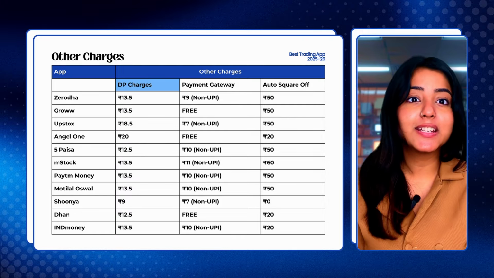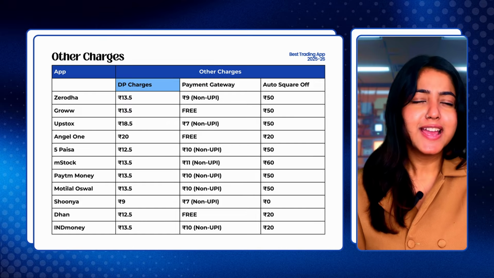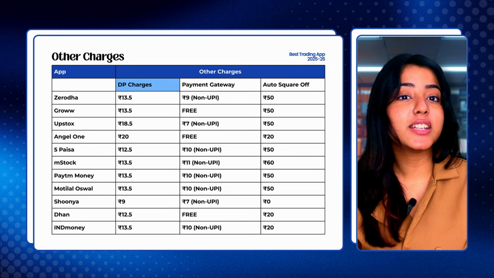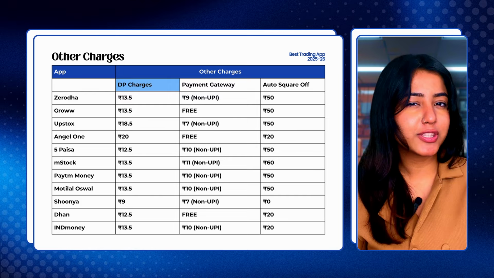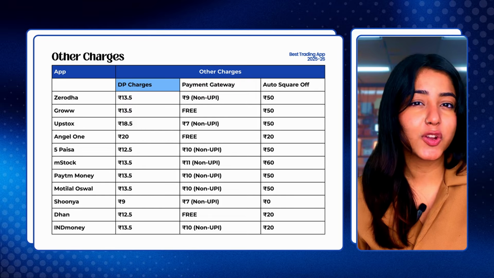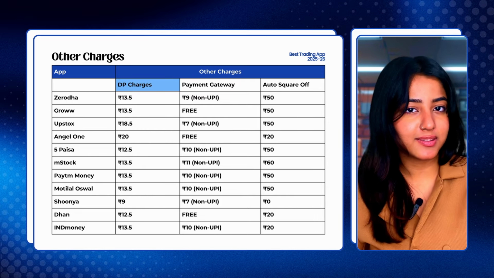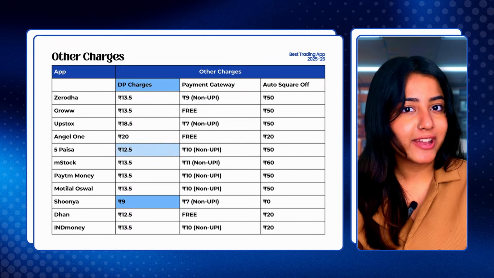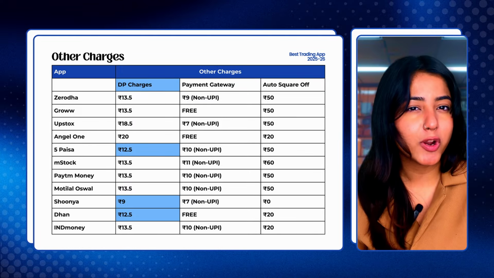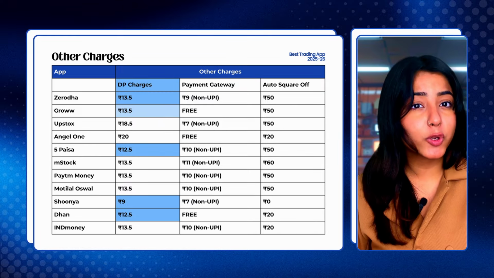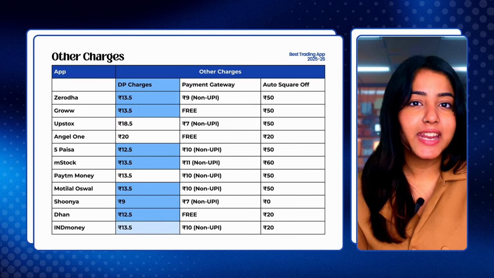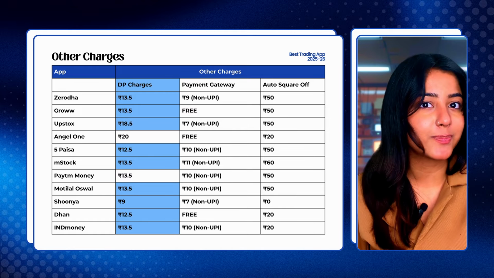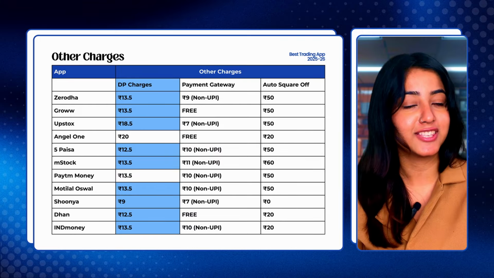First is DP, Depository Participant Charges. DP charges are applied only when you sell a stock. The charge in the table is for one company, whether you sell 1000 shares or just one share of that company. The charge remains the same. Shunya is the cheapest here at rupees 9 plus GST, followed by 5 paisa and Dhan at rupees 12.5 plus GST. Zerodha, Grow, Mstock, Motilal Oswal and Ind Money charge rupees 13.5 plus GST. Upstocks is the most expensive at rupees 18.5 plus GST.